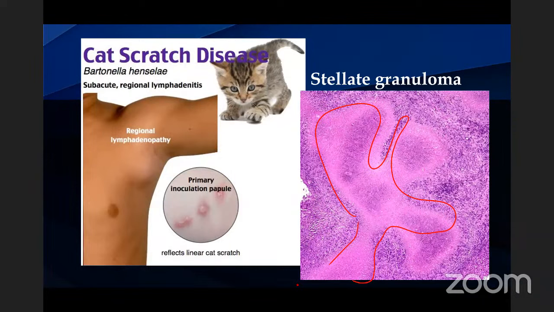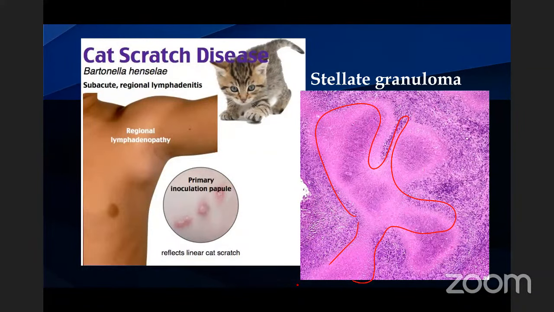It can be caseous necrosis in TB, or non-caseating necrosis like Kikuchi's disease, or it can be cat scratch disease, or it can be Wegener's disease, which has geographic necrosis. So all these are necrotizing lymphadenitis.